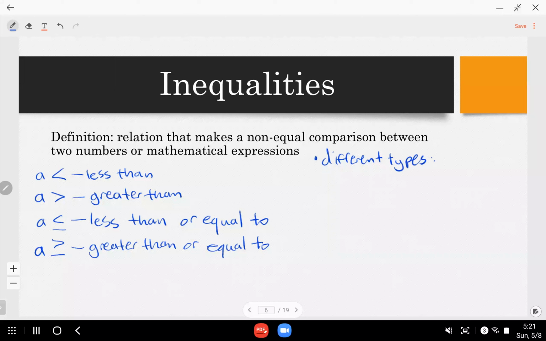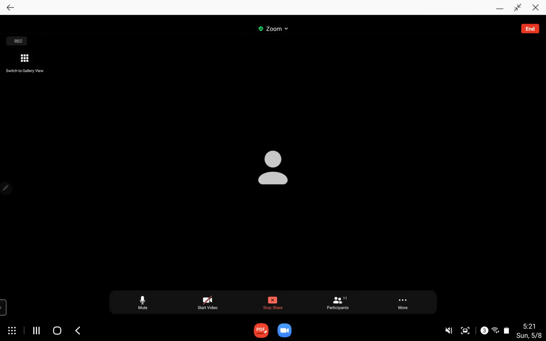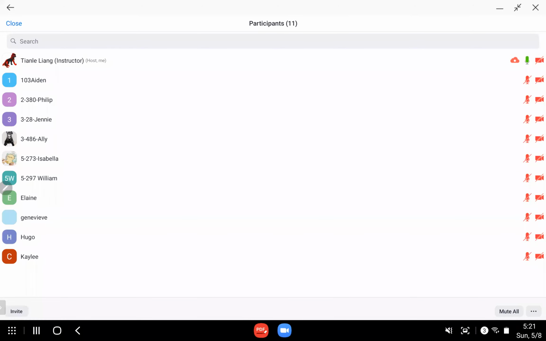Right? We have simple, we have compound, and we have absolute. All right, so those are the three types of inequalities that we've learned: simple, compound, and absolute value. All right, so very good. I think that was Hugo, right? That was Hugo. All right, very good.